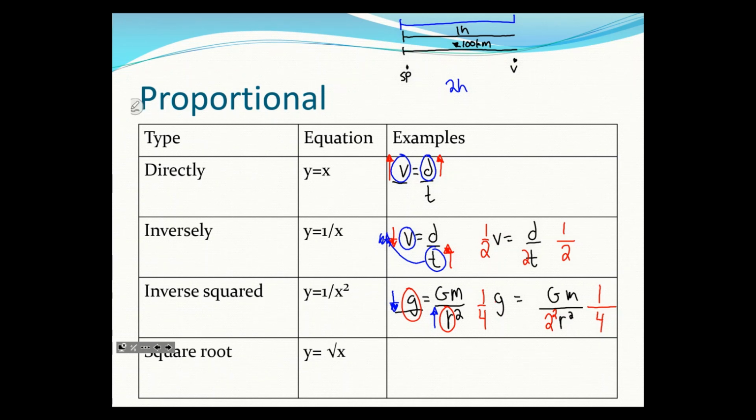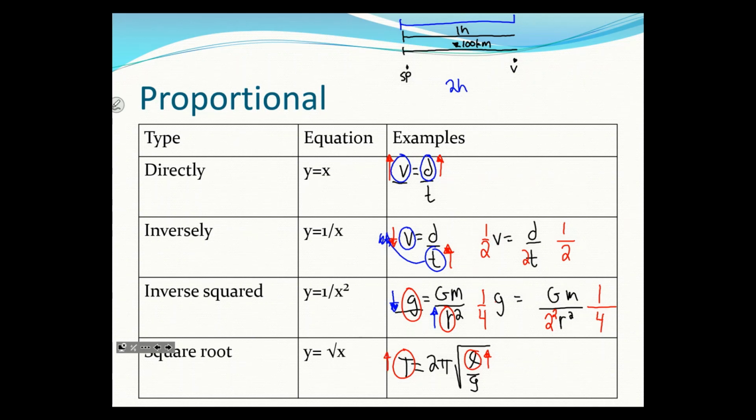Okay, and then one more that we're going to use in the next few lessons that has a square root relationship is T equals 2 pi square root L over G. And you can see that L and T are on the opposite side of the equal sign. They have a square root relationship. They still have a direct relationship. So if I increase my L, I'm going to increase my T.